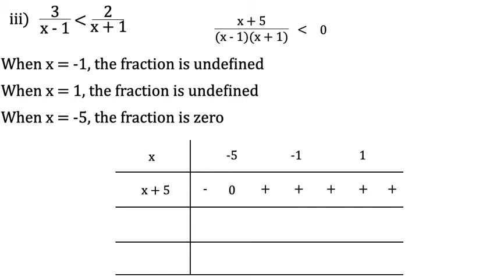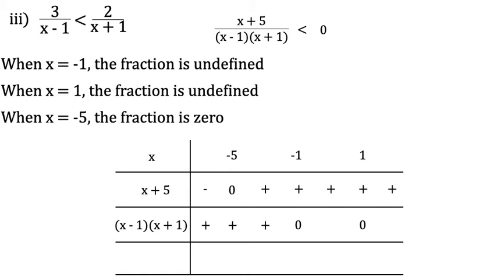The second column will contain the denominator by itself. In this case, x minus 1 times x plus 1. We know that when x equals negative 1, or when x equals 1, the value will be 0. If the value were something like negative 5, we would get minus 6 times minus 4, which is positive 24. We could see that any value less than minus 1 is a positive value.